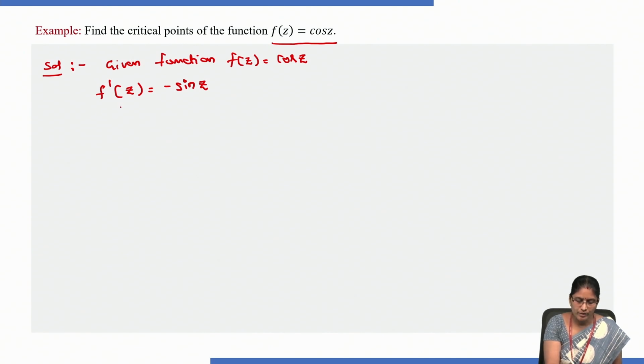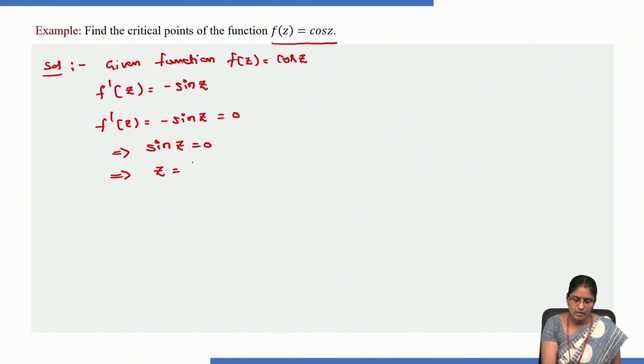How to find out the critical point? Function derivative which is equal to 0. F dash of z is equal to 0. So f dash of z is equal to 0 means here f dash of z is equal to minus sin z equal to 0. That implies sin z is 0. Z is equal to sin inverse of 0, which we get n pi for all the values of n.